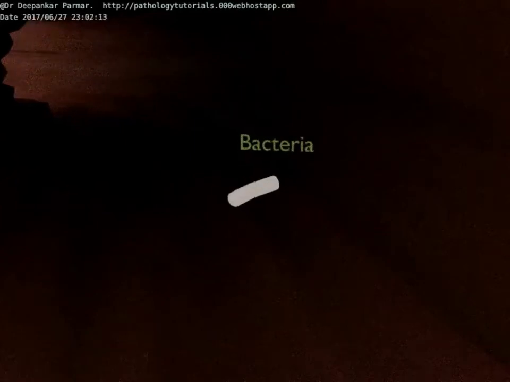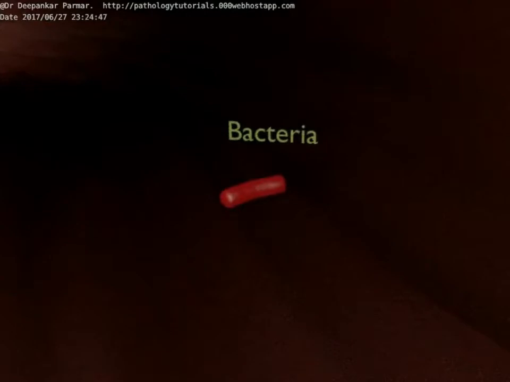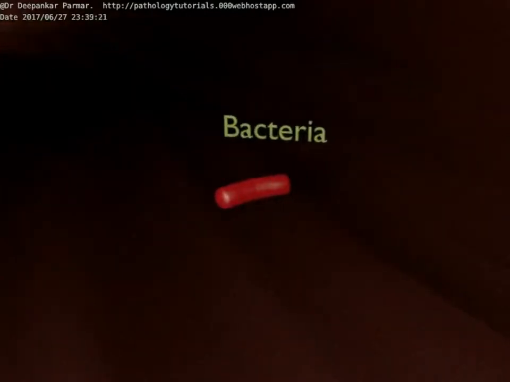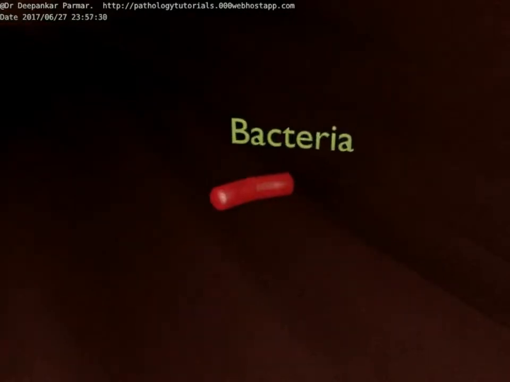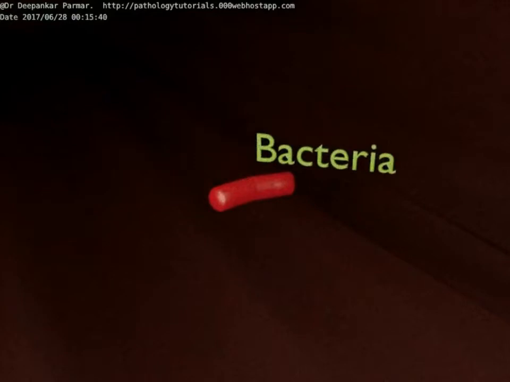Hello everyone. Today in this animation, we will see the mechanism or steps involved in the process of phagocytosis. So first, before going to the animation, let's just talk about some basics of phagocytosis, mainly the mechanism of killing of bacteria by macrophages through the process of phagocytosis present on their surface.